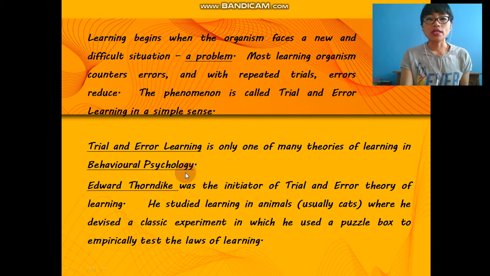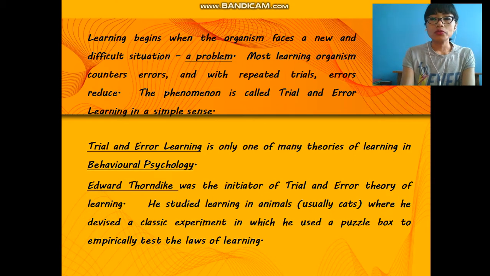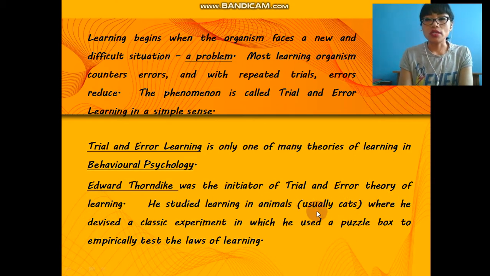And this trial and error learning is from the school of behaviorism. Here Thorndike is one of the initiators, or we can say he propounded this theory of trial and error learning, and he conducted several experiments to show it on different animals like cats, dogs, rats, pigeons. But his famous experiment that we are going to do today was conducted on cats.